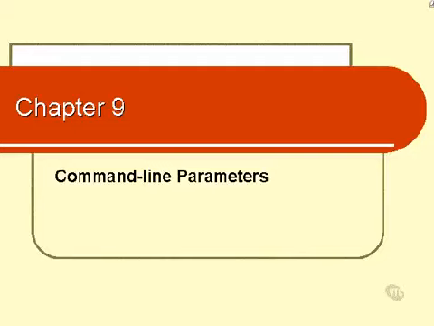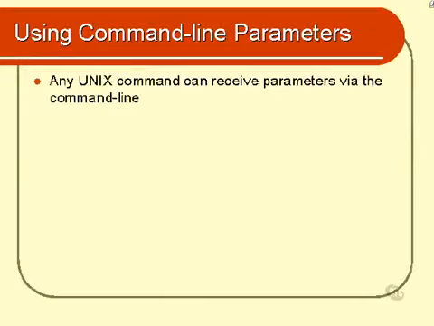We've already seen how functions can take parameters on their command lines. Well, it's actually possible for a shell script to also take command line parameters, just like any other Unix program. So the fact is that any Unix command can receive parameters via the command line. It's just a matter of whether that program actually makes use of the parameters.